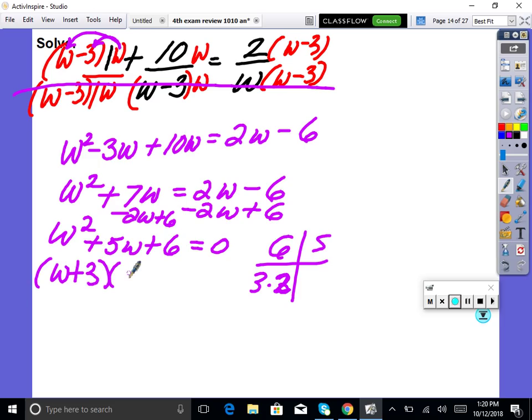Don't say that 3 and 2 are the solutions. That's not true. Those are our linear factors, and I could quick factor. So w equals negative 3 and w equals negative 2.